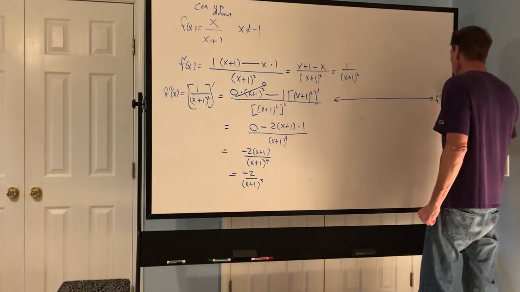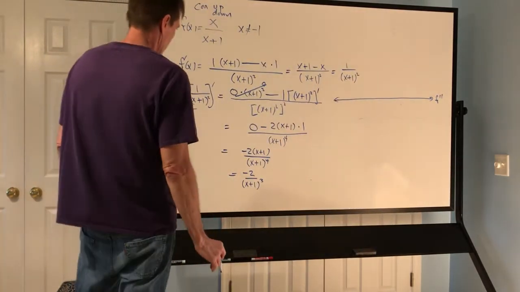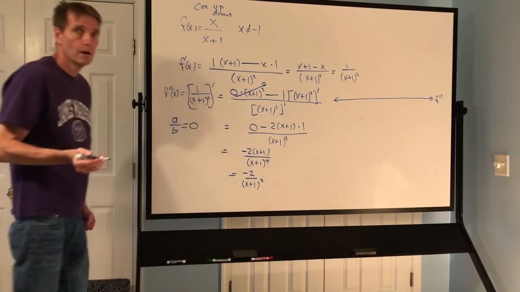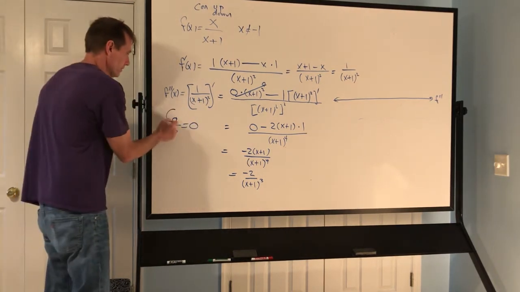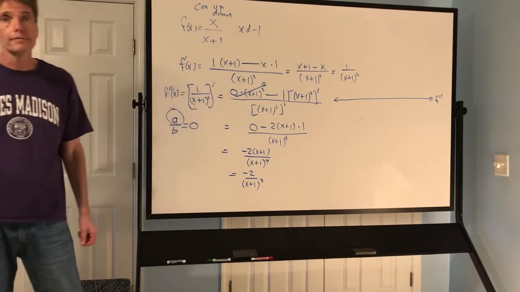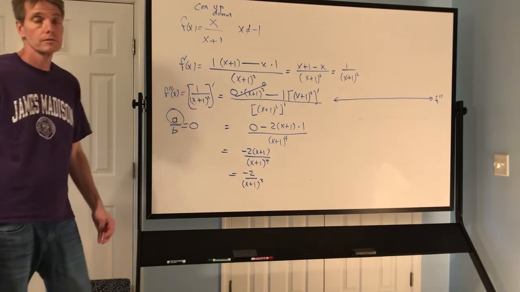So the first thing I want to ask is, when is it 0? And you're like, well, you told me, Dr. Warren, that if you've got a fraction and it's 0, the only way that can take place is if the numerator is 0. And my numerator is -2, which is never 0. So there's no zeros.